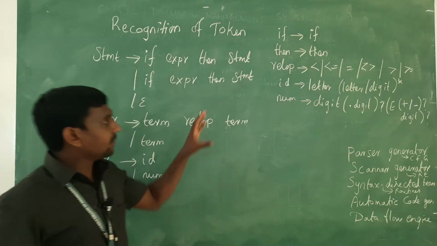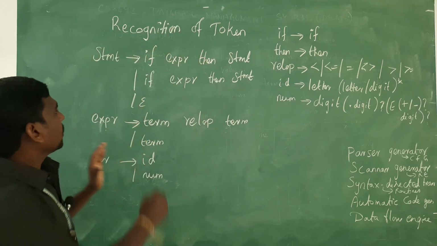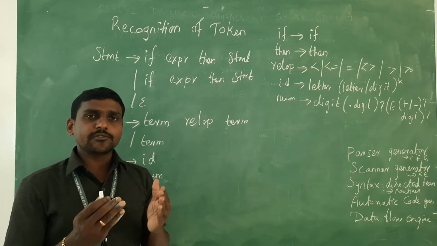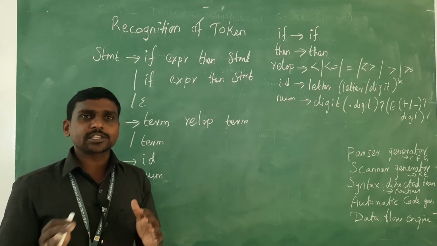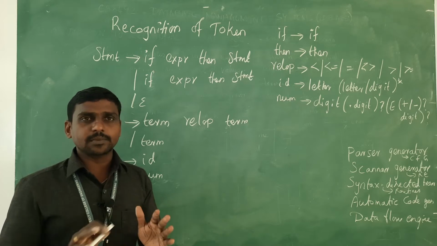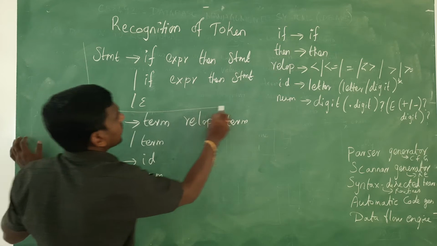Grammar is needed to recognize the token. For example, if you take this as a grammar, you know what a grammar is. In TOC, I taught you what a grammar is. It is a collection of variables and terminals, and also productions: G equal to (V, T, P, S), that is variables, terminals, productions, and start symbol. This is a grammar.